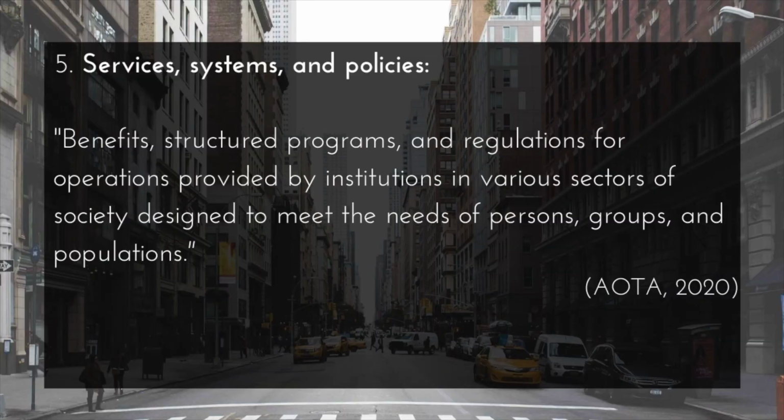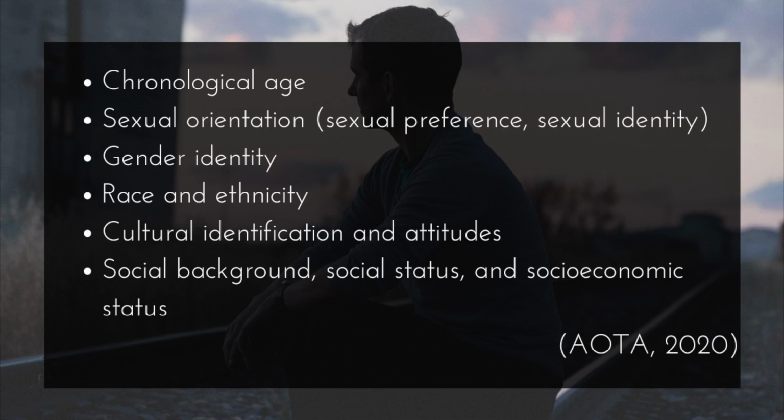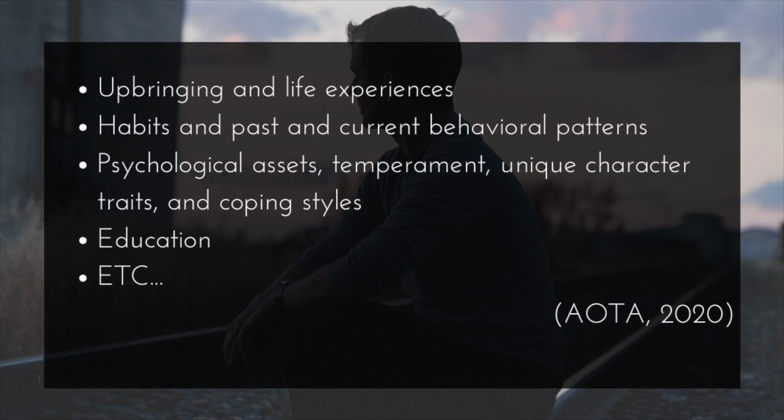This includes benefits, structured programs, and regulations for operations provided by institutions in various sectors of society designed to meet the needs of persons, groups, and populations. Now let's look at personal factors real quick. This includes things like age, sexual orientation, gender identity, race and ethnicity, cultural identification and cultural attitudes, social background, social status and socioeconomic status, and so forth.